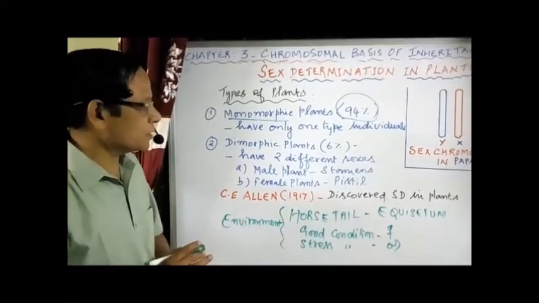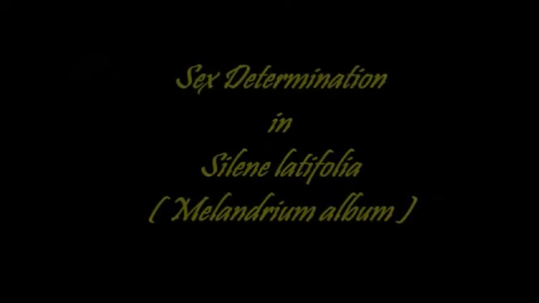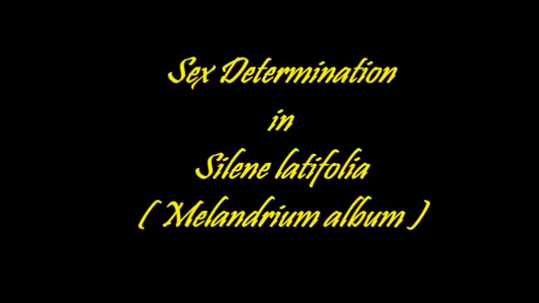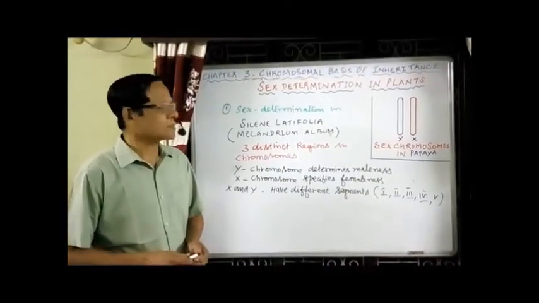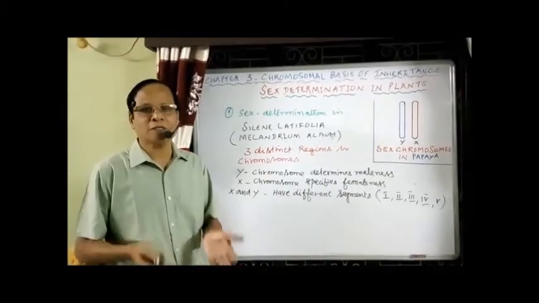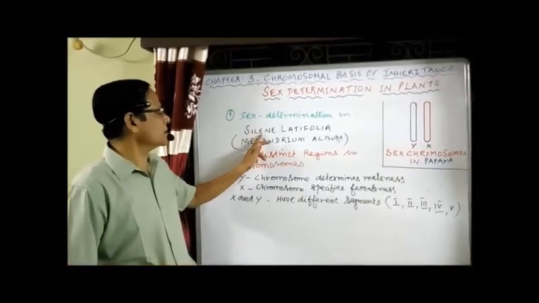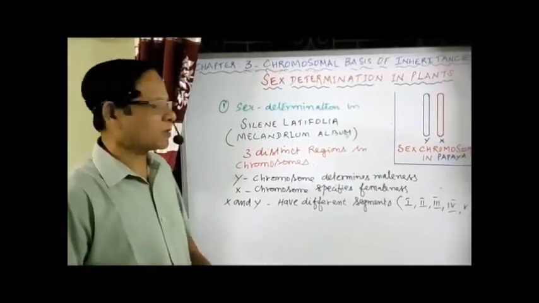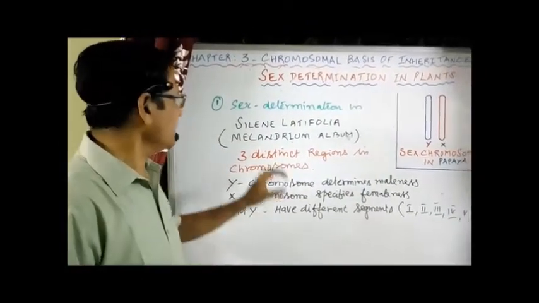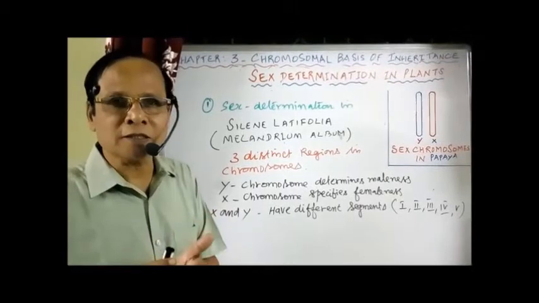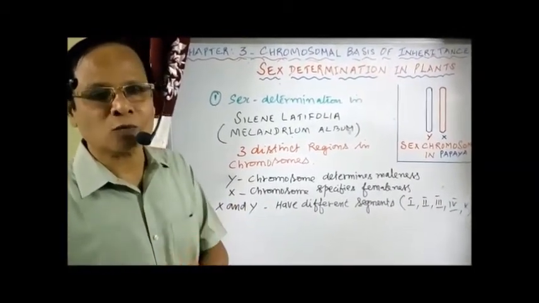So we have to go through the sex determination in different kinds of plants, one by one. Now let's see the mechanism of sex determination in different plants. Number one, I am taking for example Silene latifolia. That's a common name. Another name also there, Melandrium album. In the case of this plant, we have three distinct regions in sex chromosomes, that is X and Y.